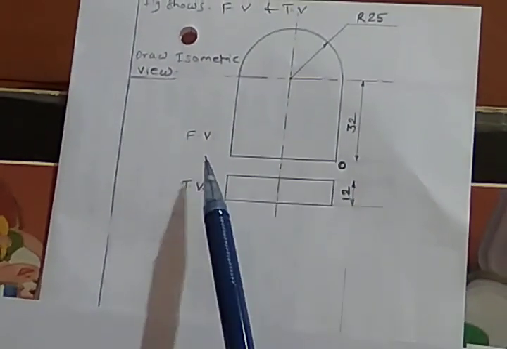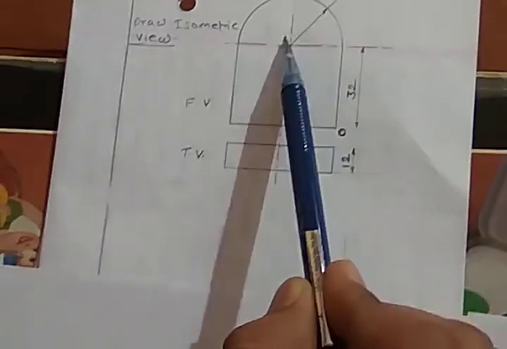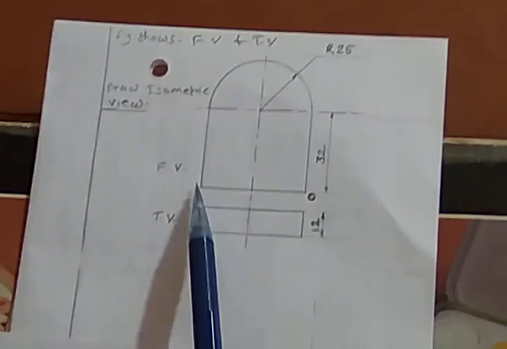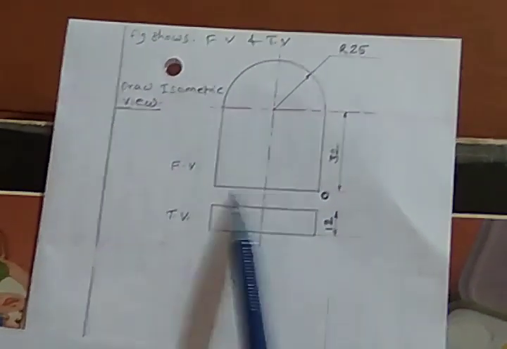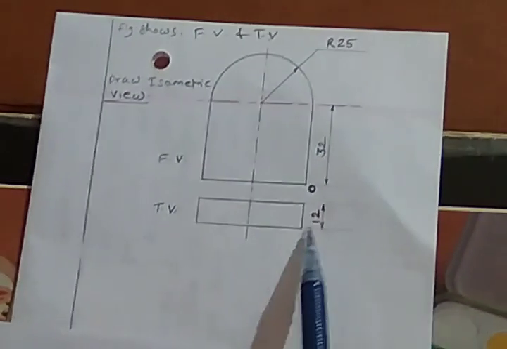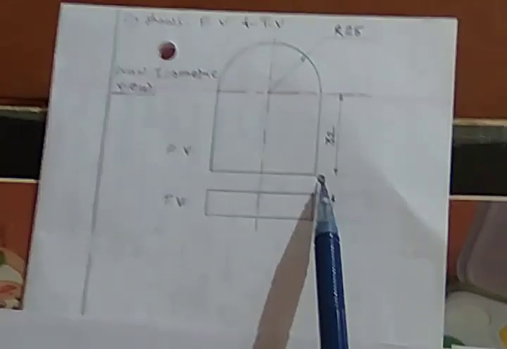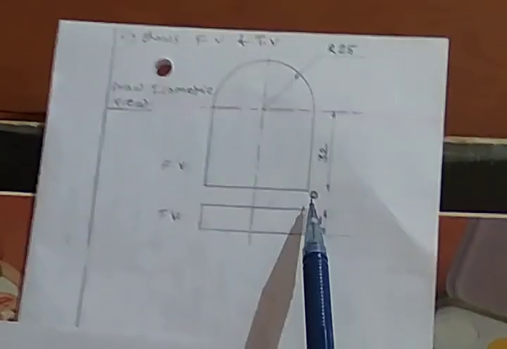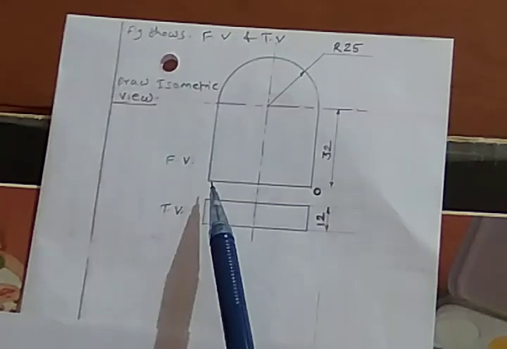Okay, so the front view is given to you with a dimension of 32 plus this 25 mm, that is 57 mm as a height. And 50 mm as a length, as the radius is 25, so the diameter is 50, so the length is 50 mm, 57 mm as a height. Top view, that is 12 mm width and 50 mm as a length. Okay, so you need to draw this front view towards left of origin. Here the position of origin is given to you, so the front view is towards left of origin.